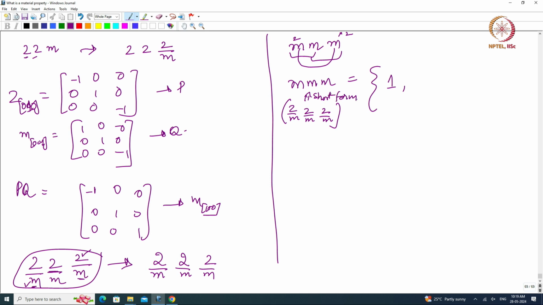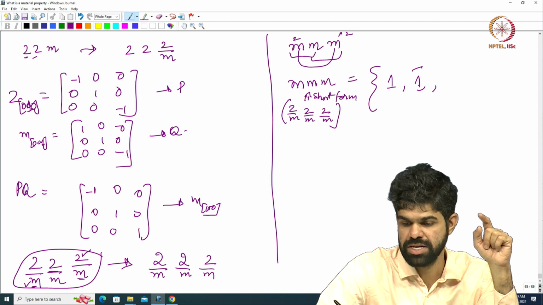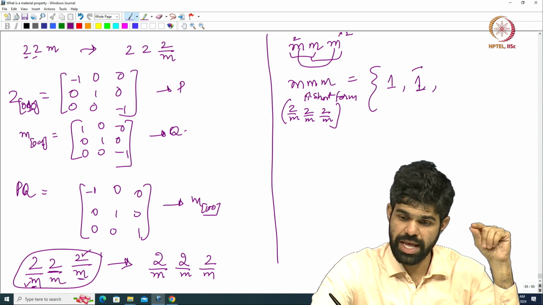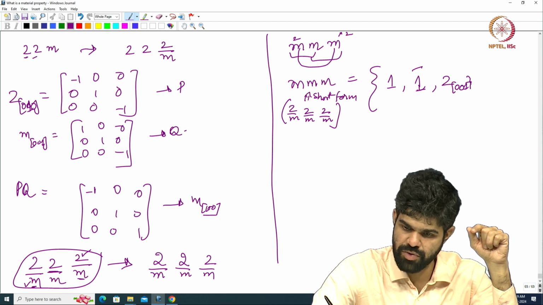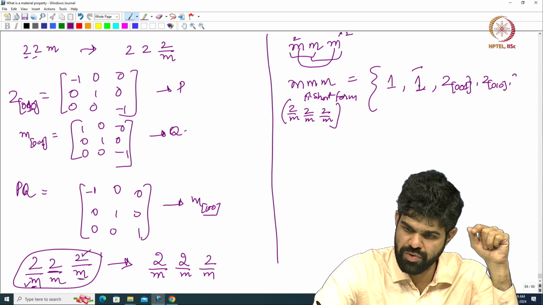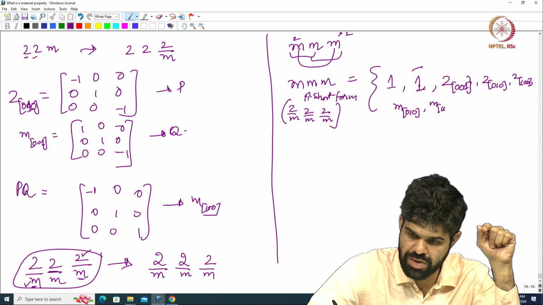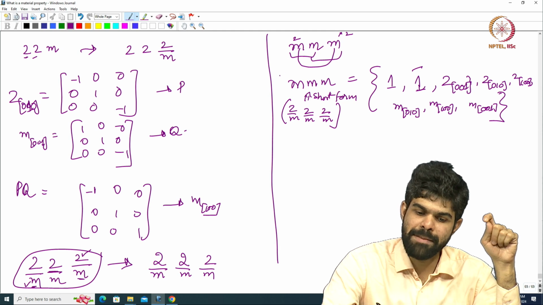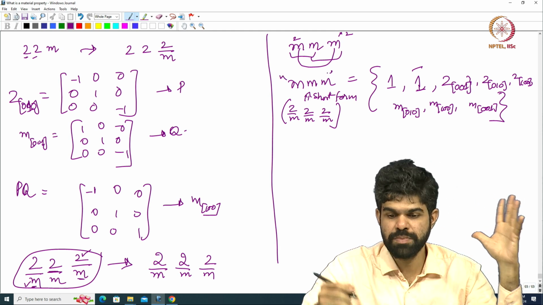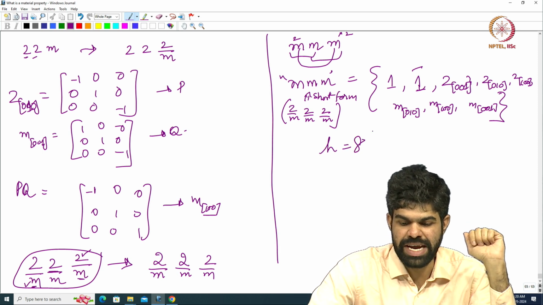Okay. Now if there is 2 by m, I said if I have any rotation axis which is cut by a mirror, I get inversion for free. That is proven already. Then I have a two-fold axis about 0 0 0 1, two-fold about 0 1 0, two-fold about 1 0 0. Similarly, I have mirrors about 0 1 0, about 1 0 0, and about 0 0 1. Okay. So my m m m point group now, right, is a group that contains all these symmetry operations, and it has an order h equal to 8, right.